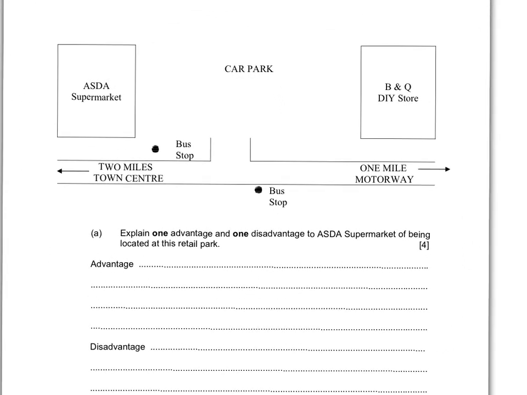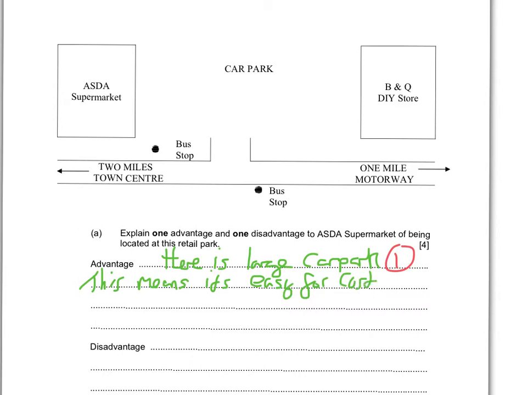I'd say there is, now stay with me here, you're probably going to get bored while I write, but just stay with me. So there's a large car park, and by saying that I've got 1 mark. Because there's a large car park, this means it's easier for customers to park. Now what I'm writing here is just like the most dreadful English ever, but who cares, right? There's a large car park, this means it's easier for customers to park.